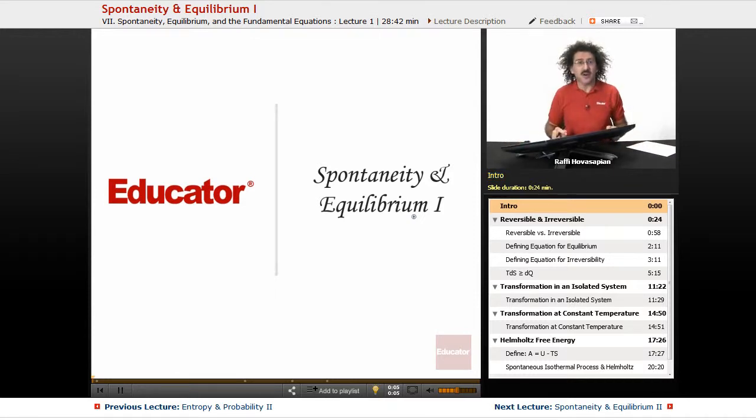So today we're going to start our discussion of spontaneity and equilibrium. We are coming to the end of thermodynamics. We're going to close out that circle. And here is where everything absolutely starts to come together and we start to seriously apply these things to chemical reactions. So let's jump right on in.